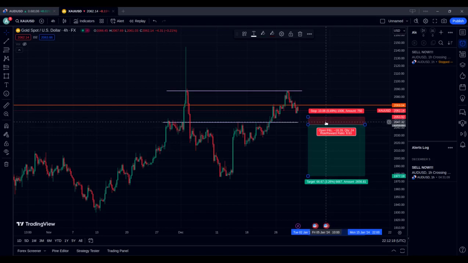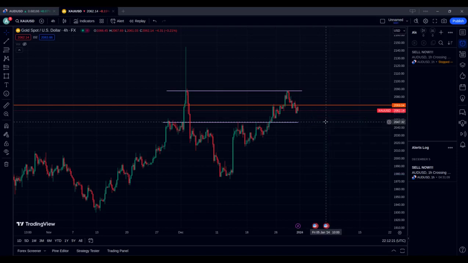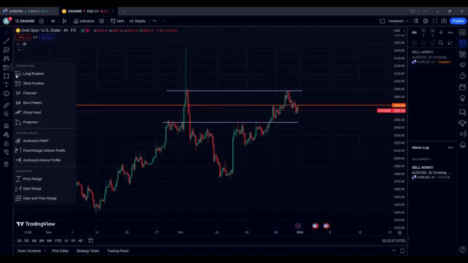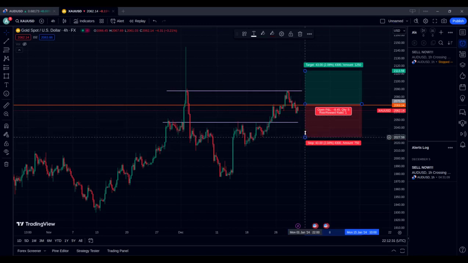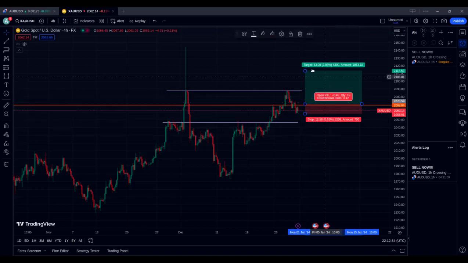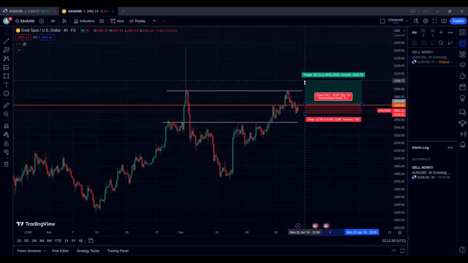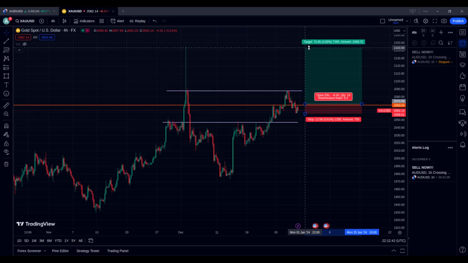But if market gets to this place and bounces back, then I go for a buy. It is like this. Now this is a bit tricky. My first take profit will be here. My second take profit will be here, because market has gotten to this place before.